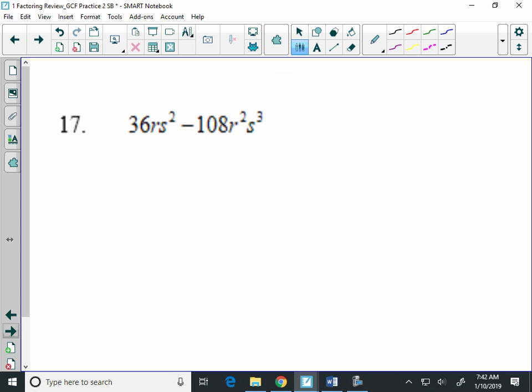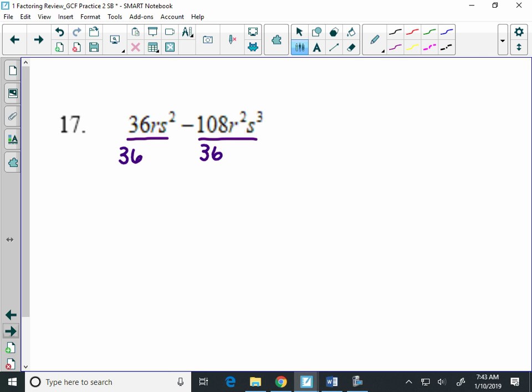Number 17, that looks like a big number. All right, so you need to look here and decide 36 and 108, what do those have in common? So you might have to pull out your calculator, do a little bit of work. Turns out they actually have 36 in common. So I'm going to divide 36 out of both terms.